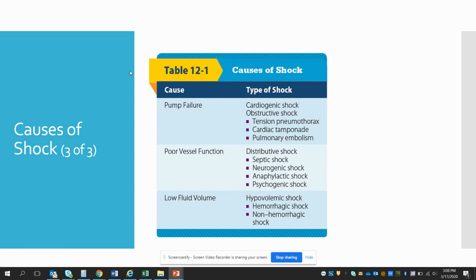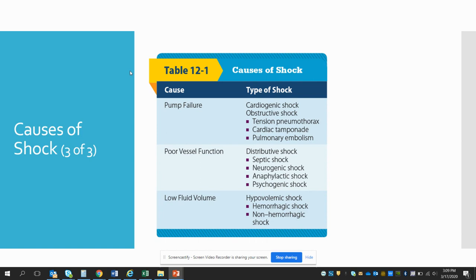Now with poor vessel function, which is making up the largest list here, we call those distributive shocks. Distributive shock houses septic shock, which is related to infection, neurogenic shock, which is related to spinal cord injury, anaphylactic shock, which is related to our life-threatening allergic reaction, and then psychogenic shock, which is the only one on this list that is temporary and can correct itself. We'll get a little bit more in depth with that as we go through the list of treatments and things like that.